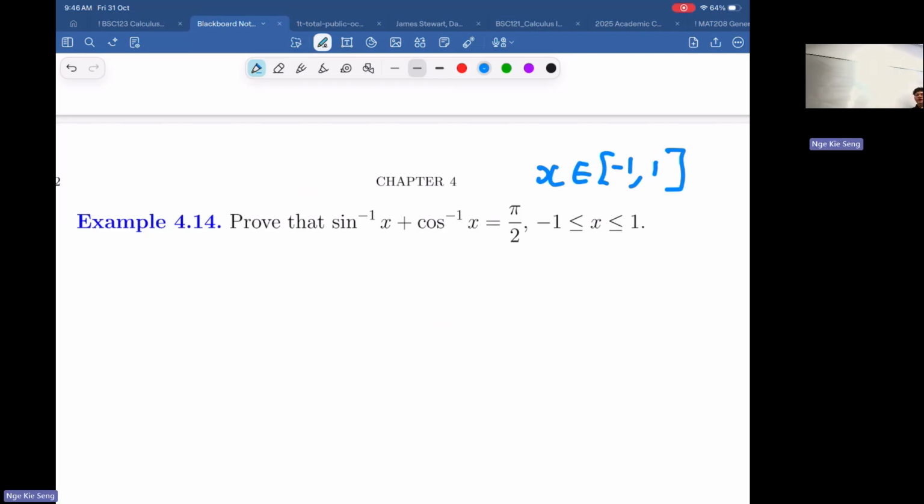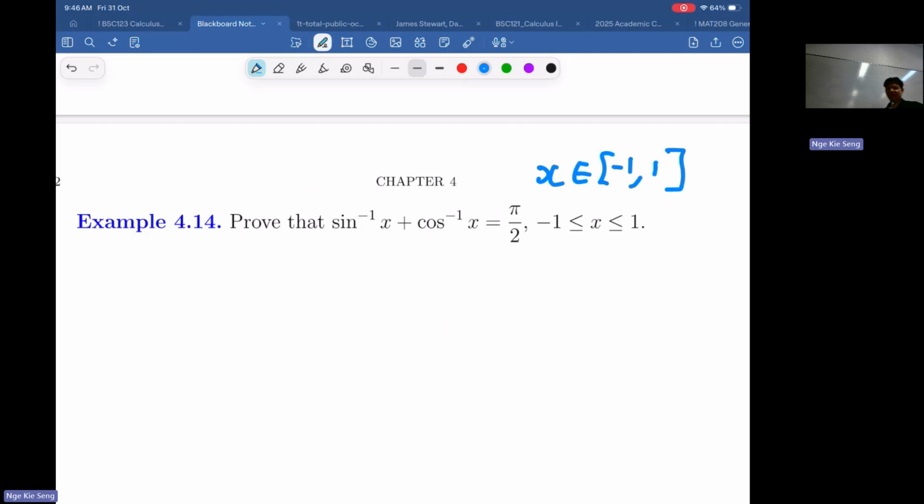So how do we use the previous theorem? You need to make a connection here. So the previous theorem has what? Derivative has what? Has constant. Okay, do you see any constant here or not? Which one is a constant? Pi over 2. Okay, so pi over 2 is a constant.